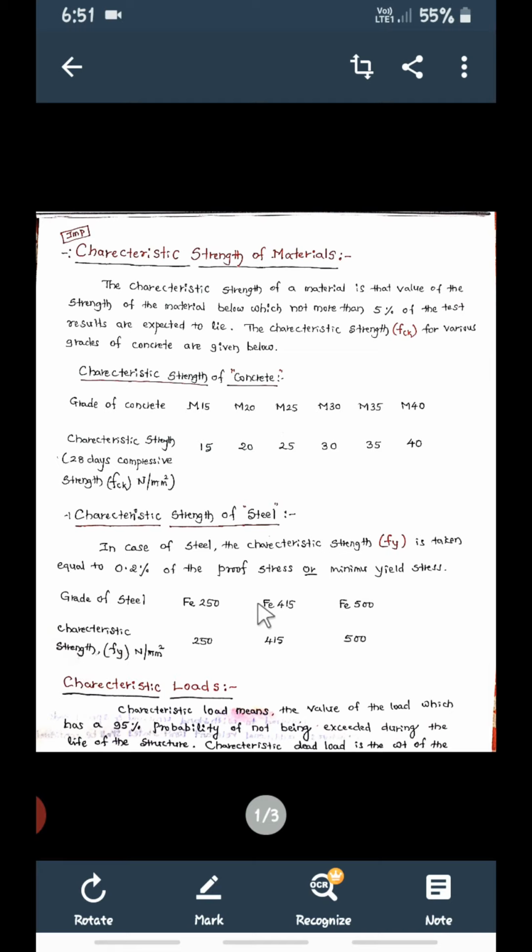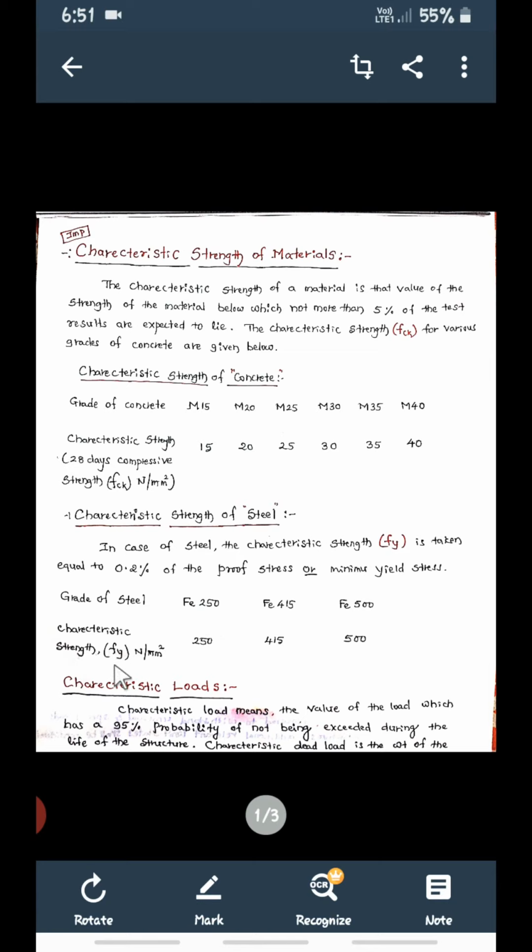So these are the different grades of steel available. Fe 250 means it is a plain bar. Remember, it is a plain bar. Normally we are going to use it for small work. Then Fe 415 and Fe 500 are the higher grades of steel, with higher strength steel bars, that will be used. Now, what is the characteristic strength of this Fe 250?